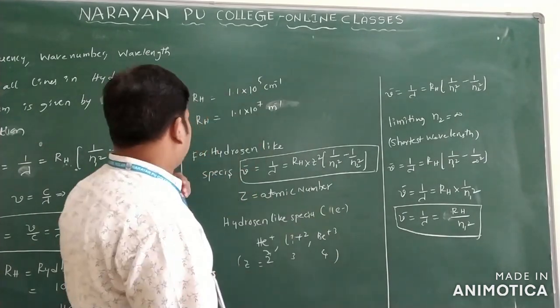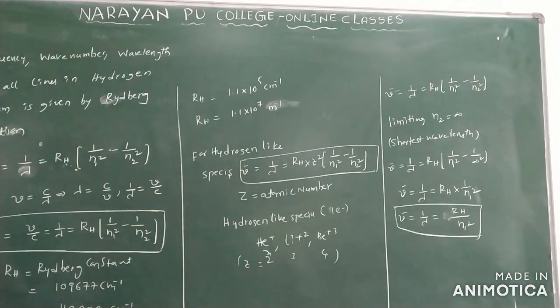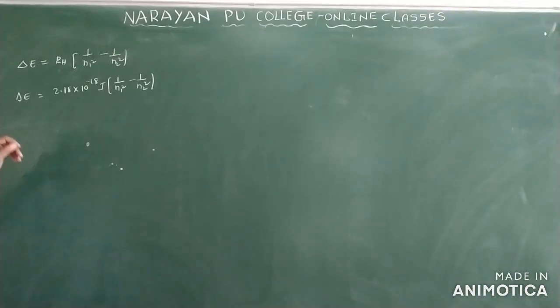This equation is coming from the Rydberg equation only. And now you can see here some of the energy formulas also in this Rydberg constant. Delta E is equal to RH into 1 by N1 square minus 1 by N2 square. Delta E is equal to minus 2.1 into 10 power minus 18 joules into 1 by N1 square minus 1 by N2 square only. This is also one of the formulas.